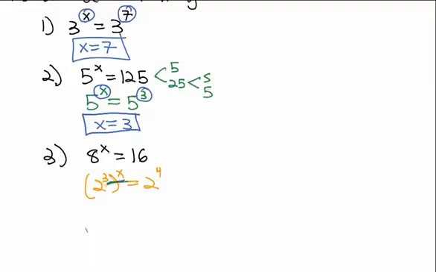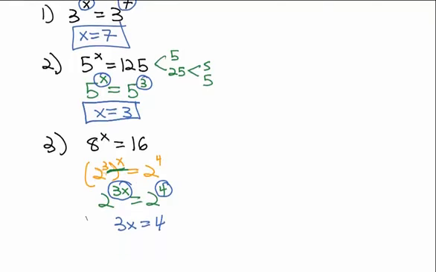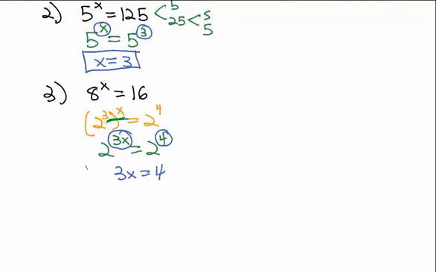Then we'll use our exponent properties to clear the fraction. Exponent properties tell us to multiply those exponents. So we have 2 to the 3x equals 2 to the 4th power, and then we conclude that those exponents must be equal because the bases are equal. So to solve for x, we just have to divide both sides by 3, and x must equal 4 thirds.